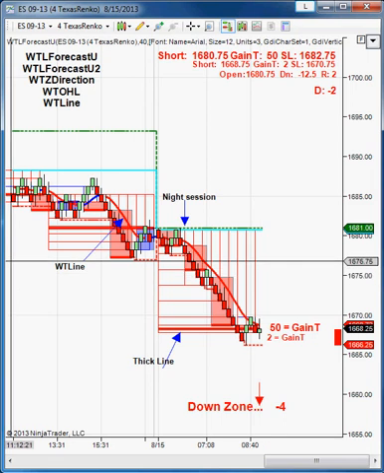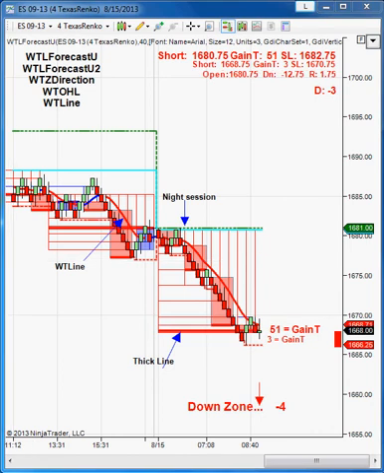If it crosses around the middle, 1675, we may change our opinion, but so far we don't want to change our opinion. We are thinking we go short, but we don't know what happens when the market opens. We are expecting this market will go down. So hopefully, let's see.